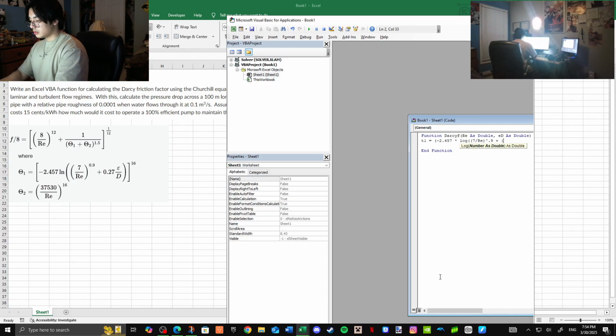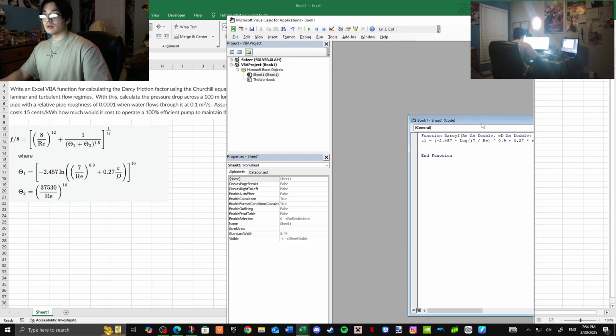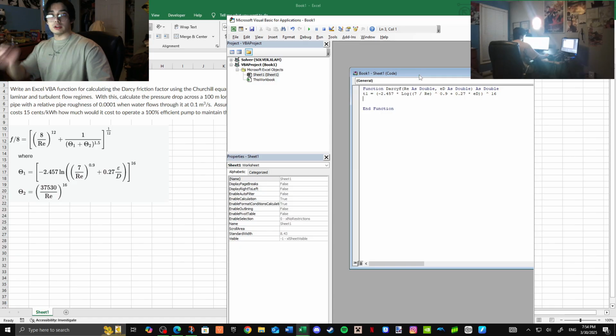Do I want this in parentheses as well? Actually, I don't think it matters. 0.27 times D to the 16th. I believe that is all correct. Let's see, log plus. Yes, okay. Just want to make sure.